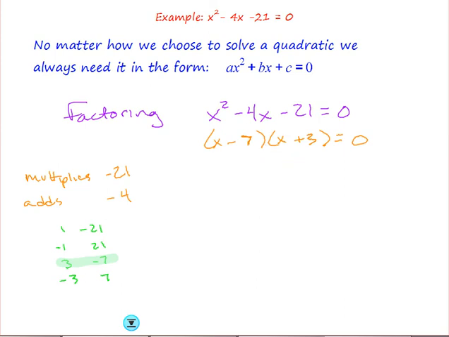Now, you have to understand, when the directions are to solve, we want x equals something. If you look at this problem, we're saying that this times this equals 0. If I tell you that I'm thinking of two numbers and their product is 0, what is one of the numbers? Well, it has to be 0, okay? So to get 0, one of these has to be 0. So we're going to solve for both. X equals, in this case, for this x minus 7 to equal 0, x would have to be 7.